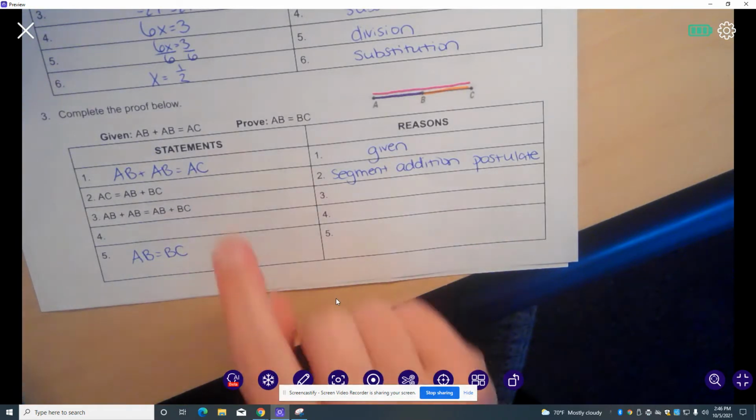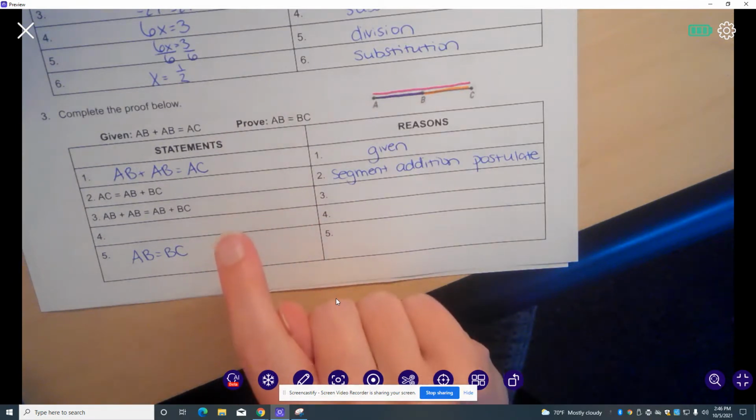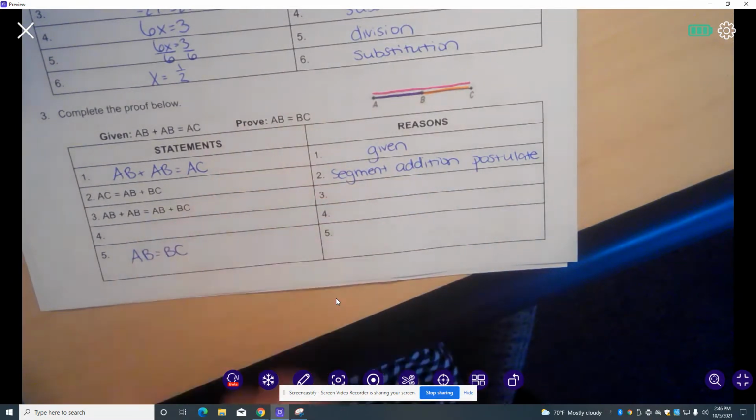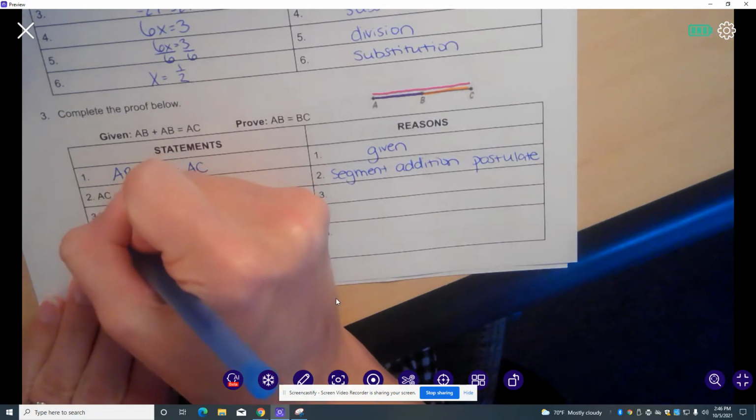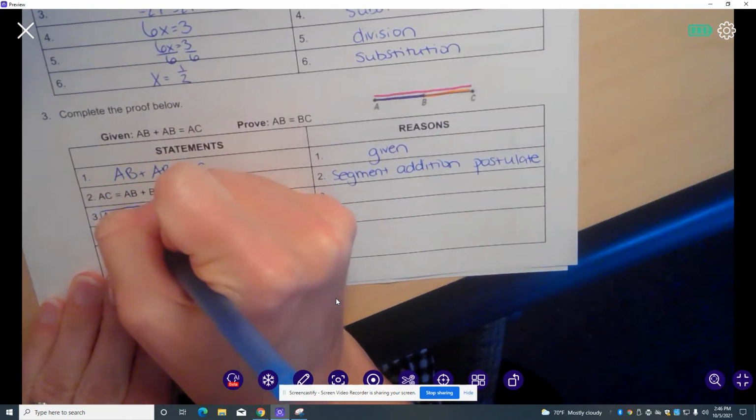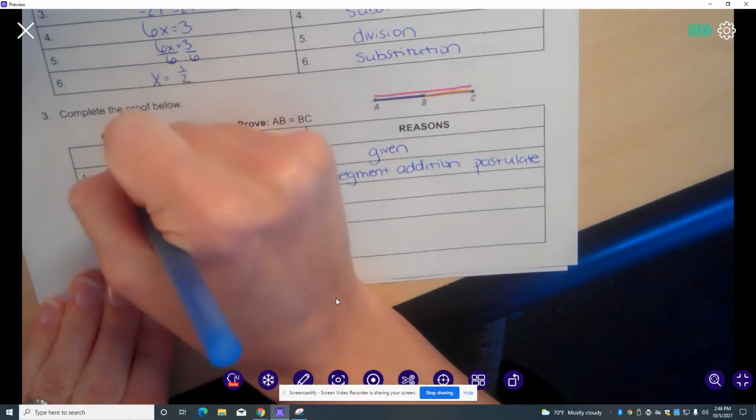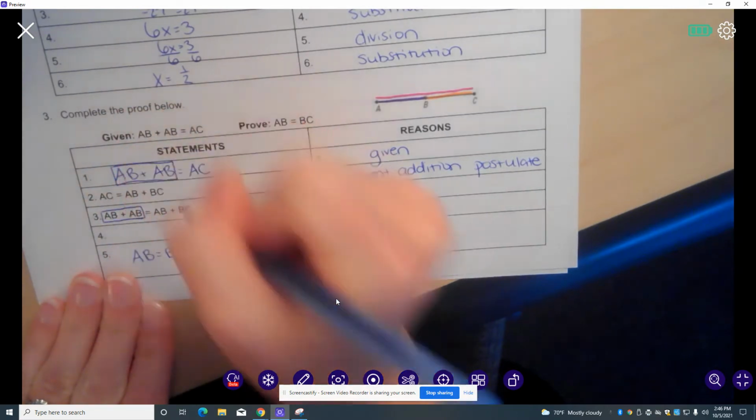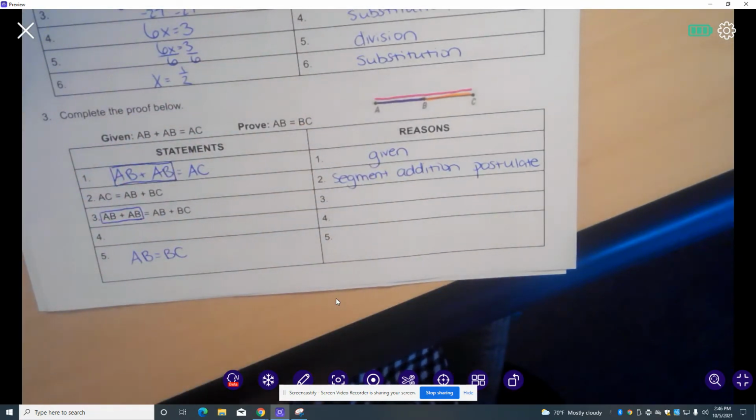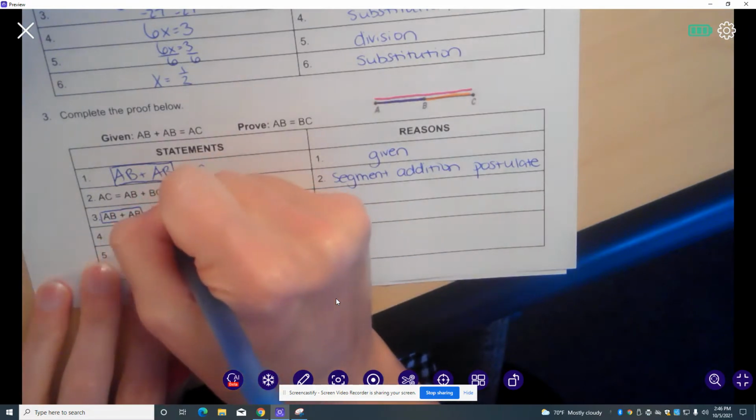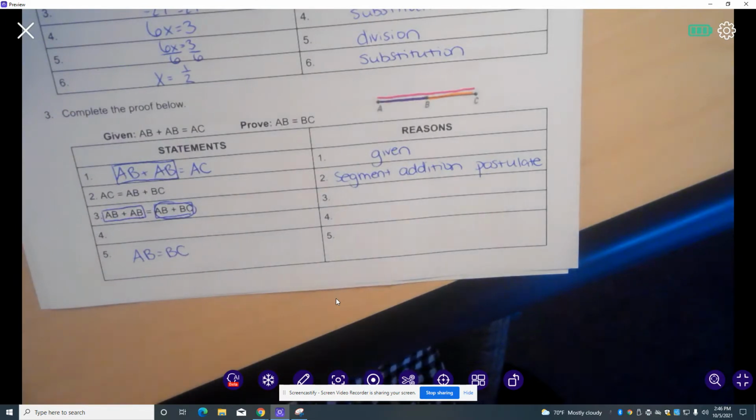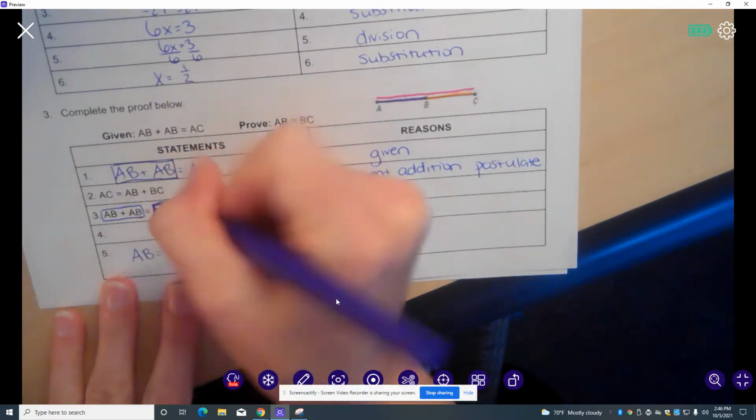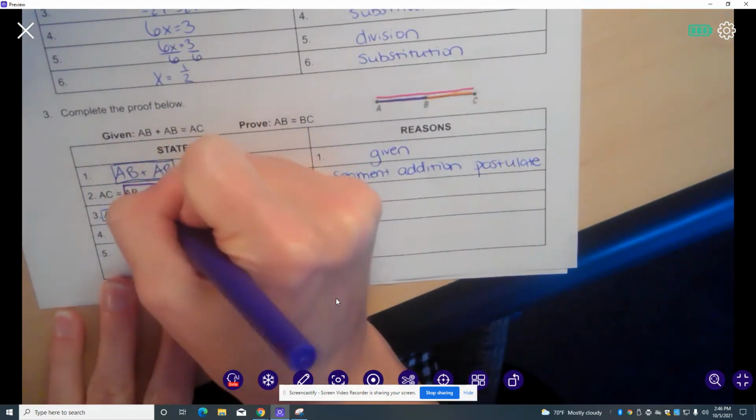And so now I have to think about how we are using statements 1 and 2 to get statement 3. I like to look for similarities. I ask myself, this AB plus AB, do I see that anywhere up above? And I notice, oh, there's an AB plus AB on the left side in statement 1. And an AB plus BC, do I see that anywhere? I'll use a different color. I see that on the right side of the equation in statement 2.